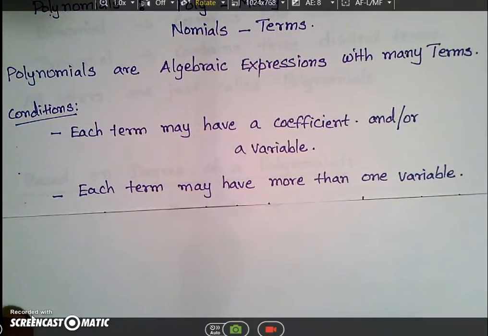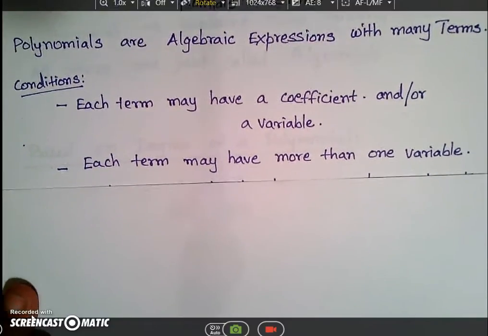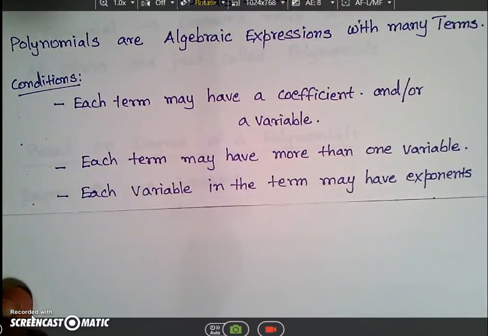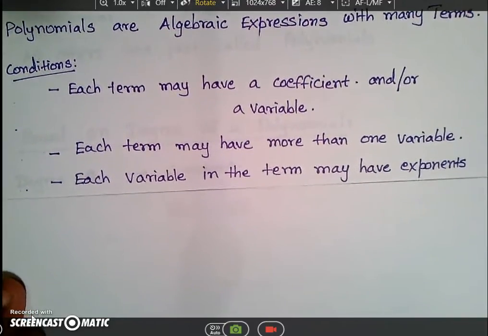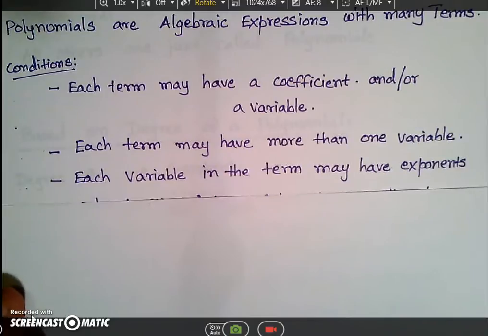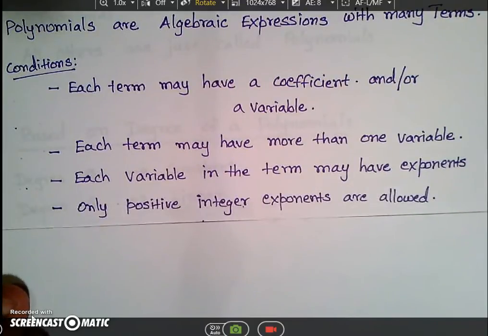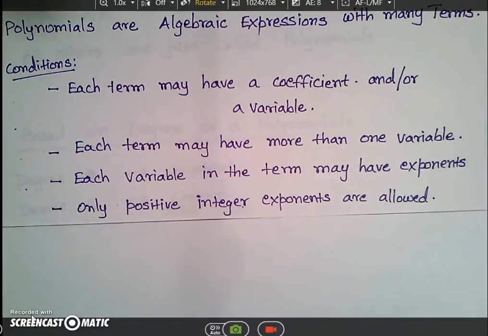And each term may have more than one variable. Say 3xy. So 3xy is a term which has variable x and y. Alright, so it can have more than one variable in it. Each variable in the term may have exponents attached with those variables. What kind of exponents they can have? It can only be a positive integer exponent.